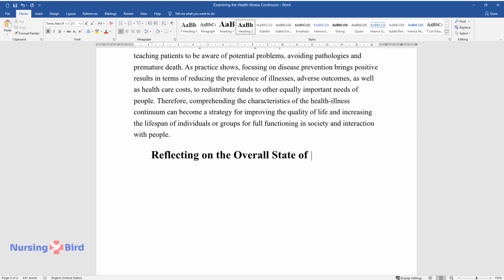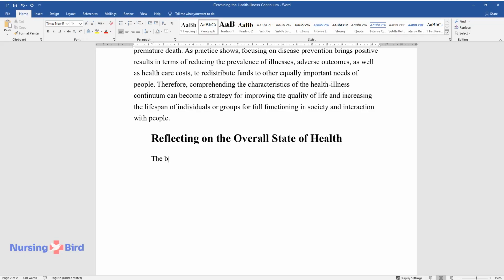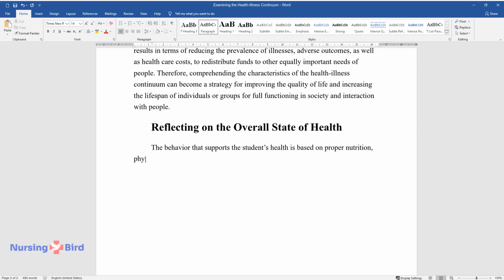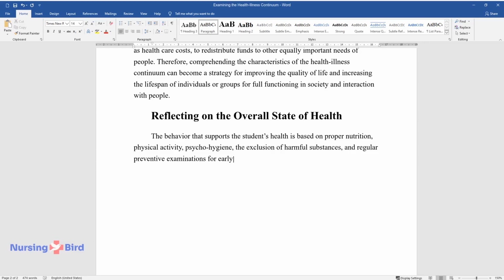Reflecting on the overall state of health. The behavior that supports the student's health is based on proper nutrition, physical activity, psychohygiene, the exclusion of harmful substances, and regular preventive examinations for early detection of diseases and timely treatment.